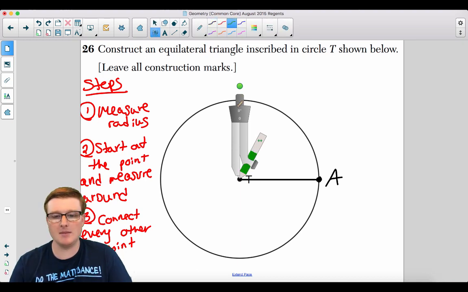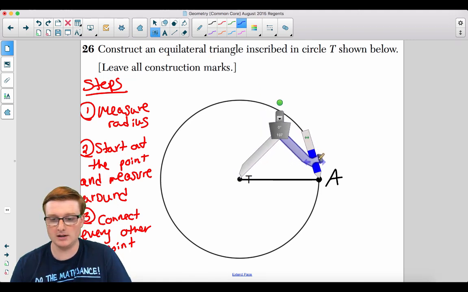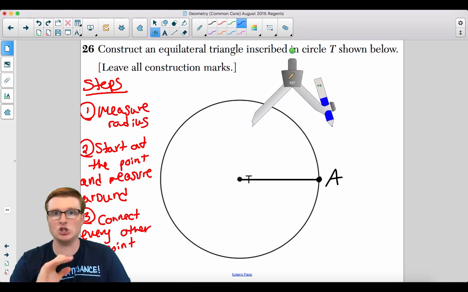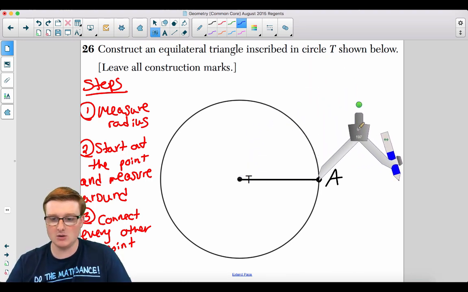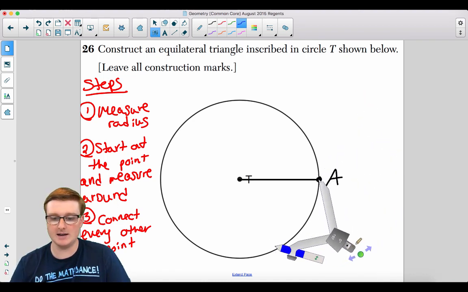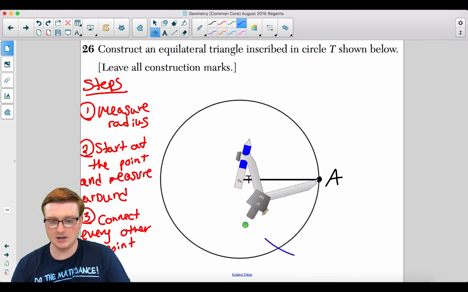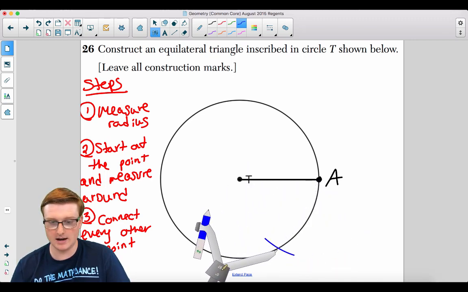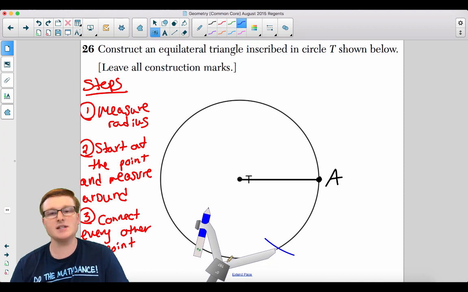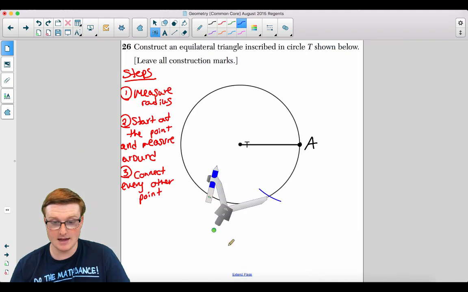So, I am going to place my compass point on T and measure it once more. And that is the length of my radius. Do not change the compass setting at all. You are then going to place your compass point on A. And then you are going to begin measuring around. So I'm going to draw an arc. And I continue the process all the way around the circle. So once I measure that one, I have to place my compass point on the new arc and then do it again.